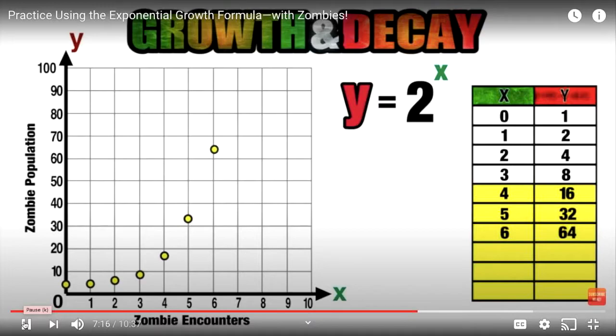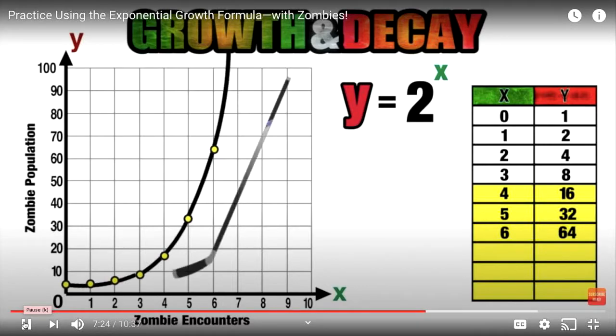So from our graph here, we can see that our initial population growth was slow and steady over the first few encounters, but quickly becomes quite rapid, resembling that hockey stick curve that we spoke about earlier. So now that we have run out of room on our graph, we can go back to the table and look at just how quickly the zombie population is growing as the number of encounters increases.